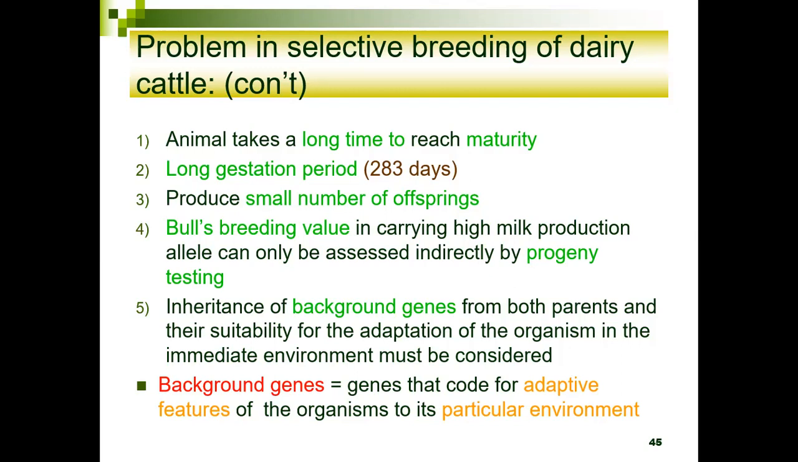So we said that we need to consider what? Inheritance of background genes. That means the genes that allow them to survive in the local environment. You must make sure that they can inherit the background genes from the local parent so that they can survive in the local environment. So we have this problem now, because 50% background genes from New Zealand, 50% from Malaysia, so cannot. So what must we do? Background genes are genes that code for adaptive features of an organism in a particular environment, so they can survive in this environment. So how do we do it? We do back crossing. Back crossing will resolve this issue.